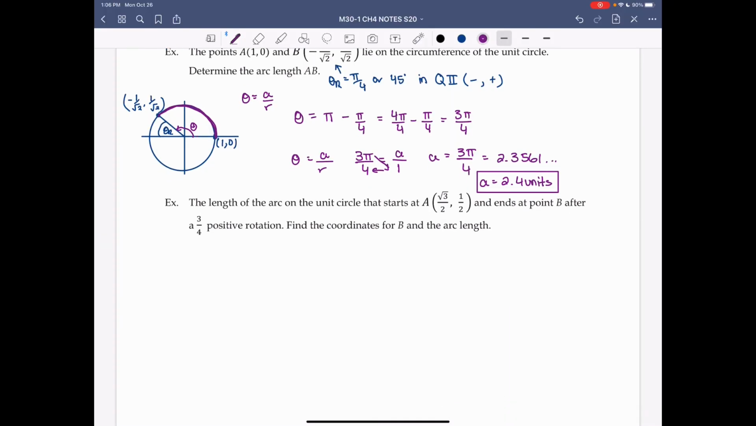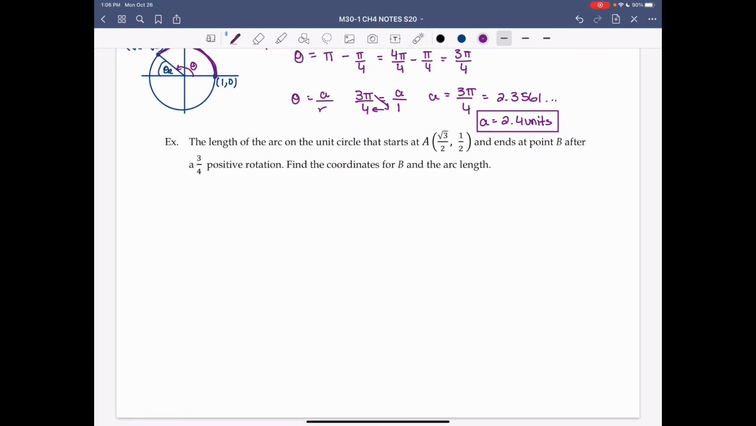The length of the arc on the unit circle that starts at A equals (root 3 over 2, 1/2) and ends at point B after a 3/4 positive rotation. Find the coordinates for B and the arc length. Since we want arc length, we are going to have to use radians. And it tells us it's on the unit circle, so we know that R equals 1.